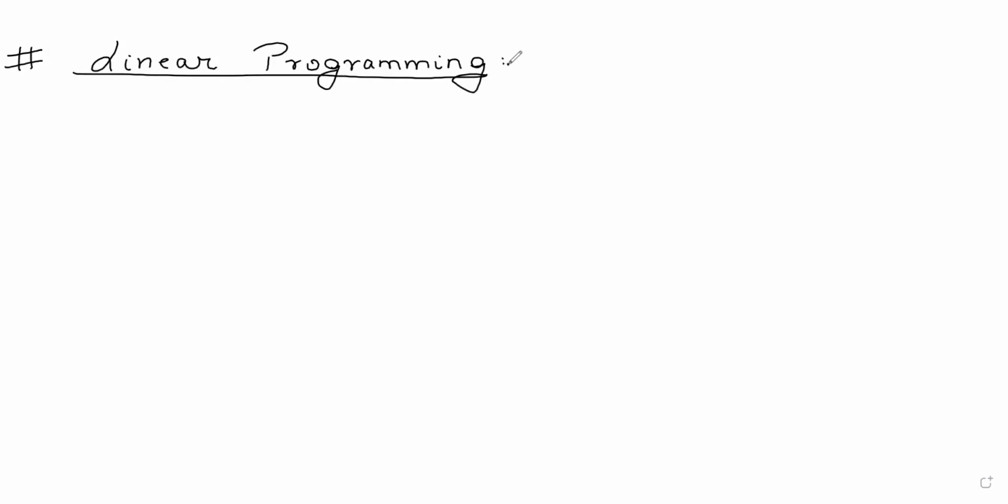Okay, so all students can recall that in class 11th mathematics, we had done lectures on linear inequalities. If all students can recall, okay. Now, in class 12th mathematics, we'll be plotting these inequalities in a graph and we'll be maximizing or minimizing a function subject to those inequalities. Okay, so first of all, let's write the definition.